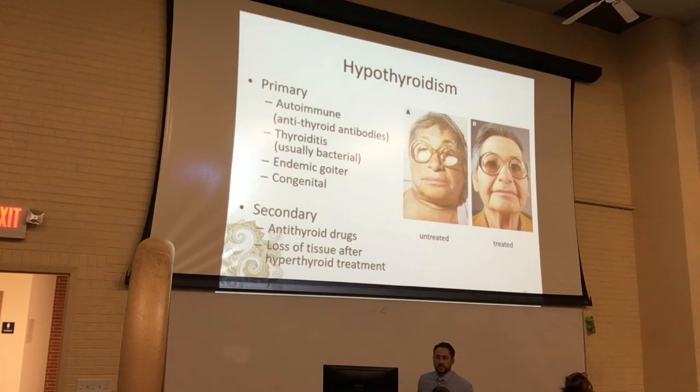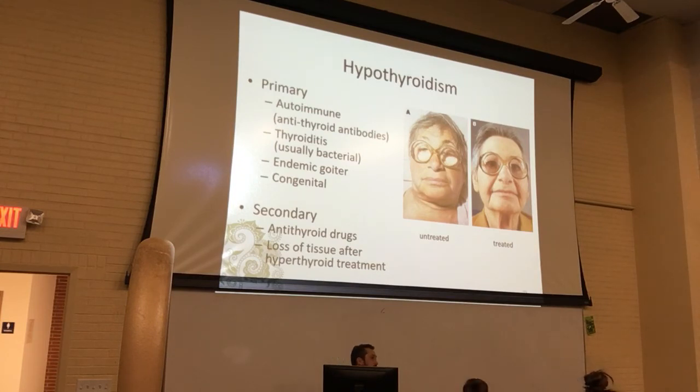Right? So, and then there can be a congenital defect, of course, in the thyroid gland that causes problems. Secondary problems can be anti-thyroid drugs. Right, so like the previous young man that we showed.